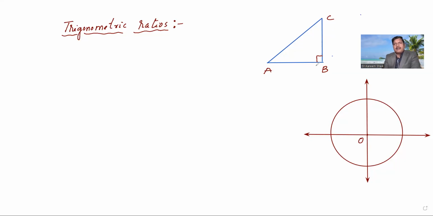ABC is a right angle triangle at B. Suppose I am taking theta here. With respect to theta, BC is the opposite side. The side which is opposite to the right angle, we know, is the hypotenuse. Then AB is called the adjacent side.